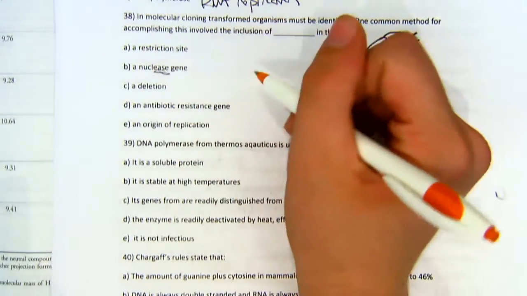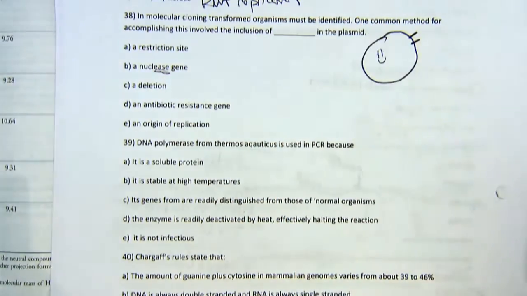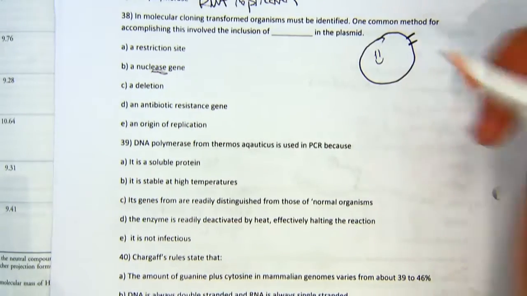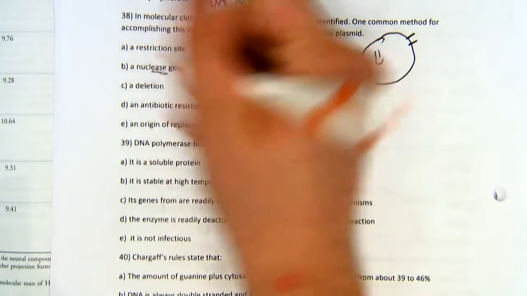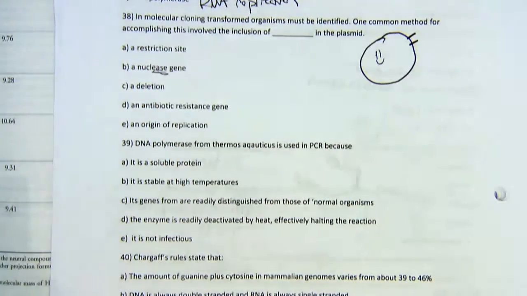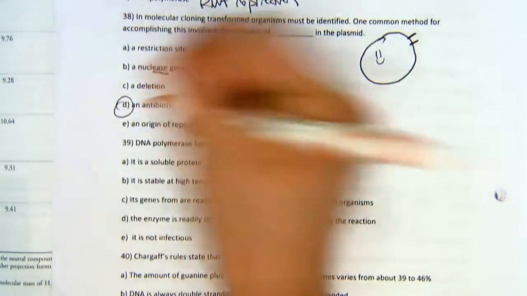A deletion, I don't think deleting anything is going to protect my plasmid, right? What about an antibiotic resistance gene? What if I gave myself resistance and then I put myself in that antibiotic? Do you think that would kill everything else that didn't have the resistance? Yeah, right? Because if you have resistance and nothing else does, it's going to kill everything else. So that looks pretty good.